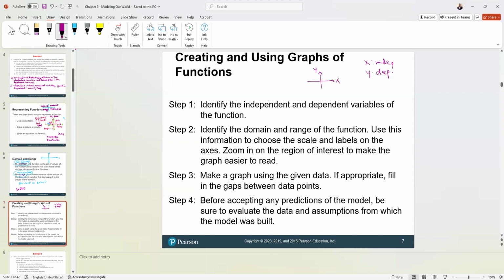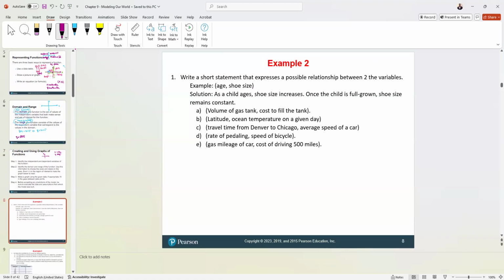Now, before accepting any predictions of the model, be sure to evaluate the data and the assumptions from which the model was built. Very important. We have so many things we can do using models. If you have any chance to check in the book, I would advise you to go to that section, because we're going to use one of these particular tables in this graph to answer a few questions.